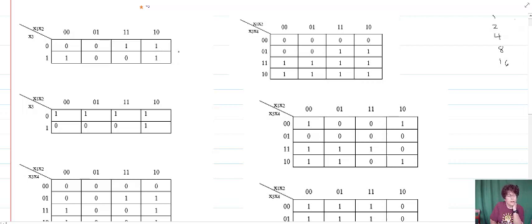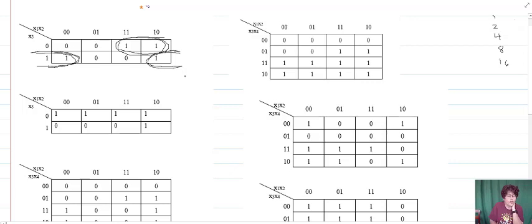And we want to look first, do we have a group of 8? No. Do we have any groups of 4? No. Do we have any groups of 2? Yes. And so we have a group of 2 here. And then we have another group of 2, which is right here, and then it wraps around. So that also counts as a group of 2.